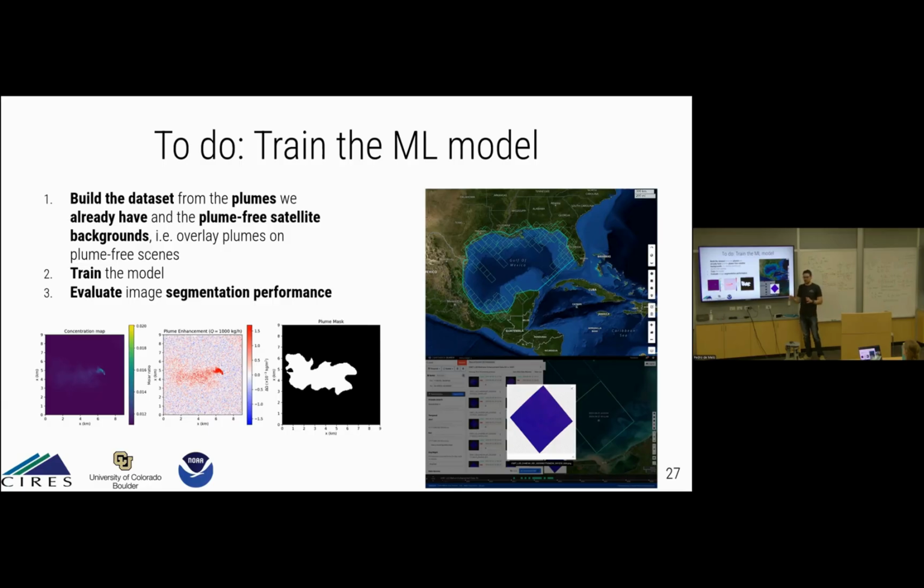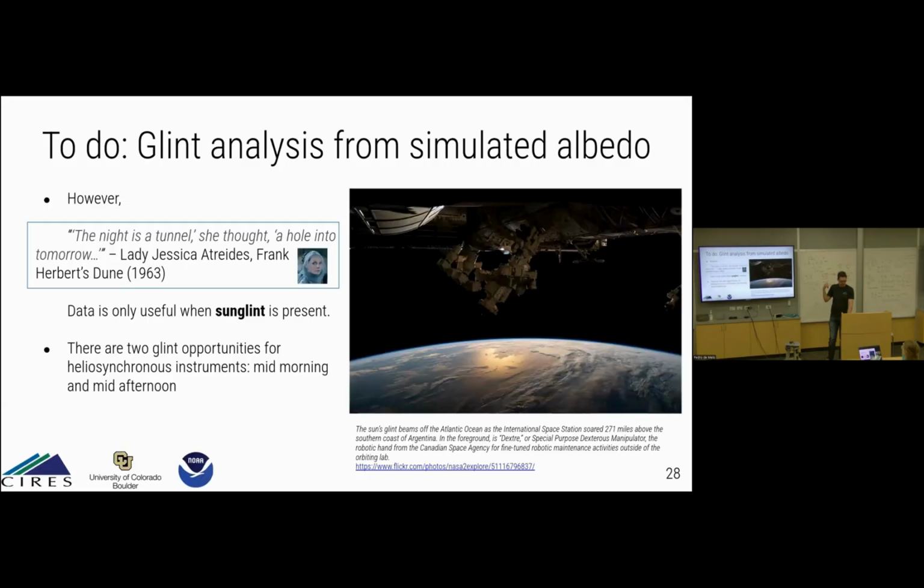This is a bit of a challenge right now, because if you look at one image and you see that it's good, then you can use it, that's fine. But how can we do that automatically? And then use the background to our plumes and train the machine learning model and do that progressively. The third is to evaluate image segmentation performance using real world data: use actual observations and see if our machine learning model can actually segment plumes from the background.